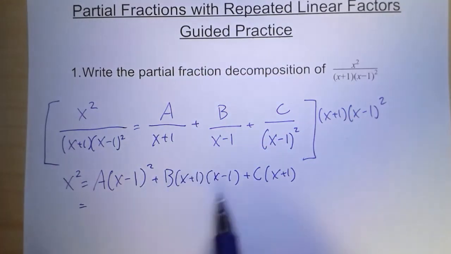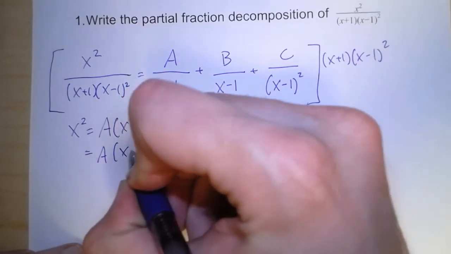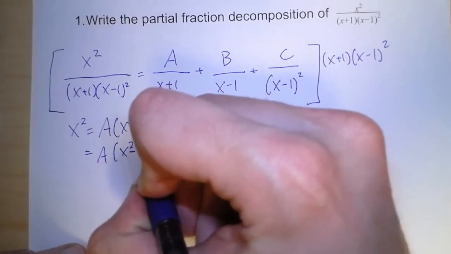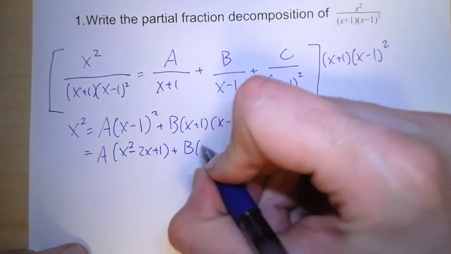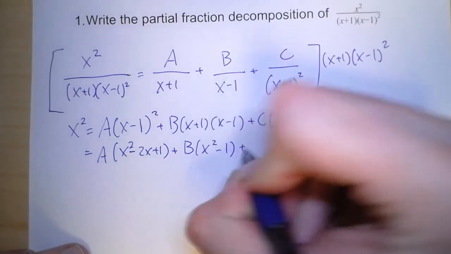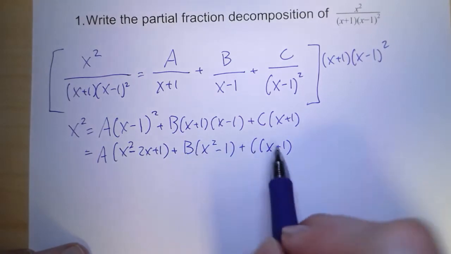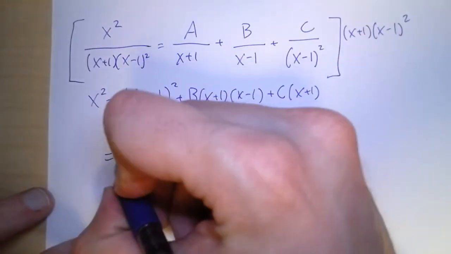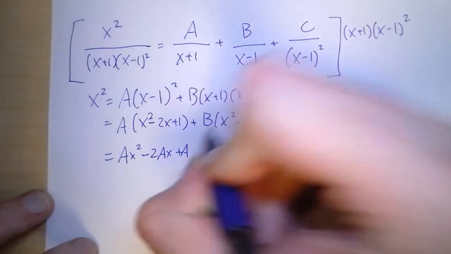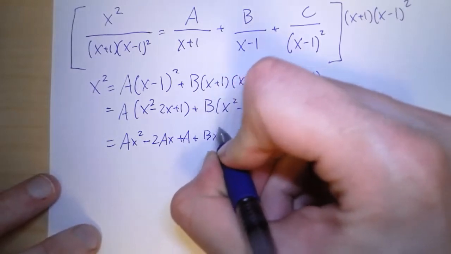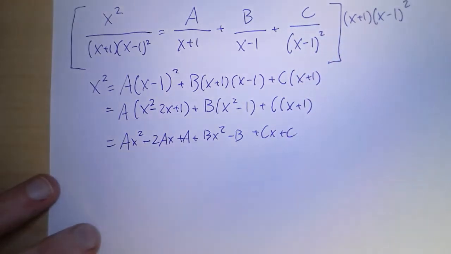Now we need to expand these three out. So we're going to have a, and x minus 1 squared is x squared minus 2x plus 1. X plus 1 times x minus 1 is going to be x squared minus 1. And then what we have to do is now we have to distribute in the a, the b, and the c. So we have ax squared minus 2ax plus a plus bx squared minus b plus cx plus c.